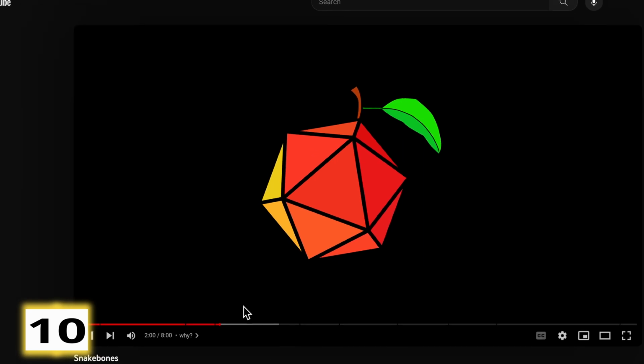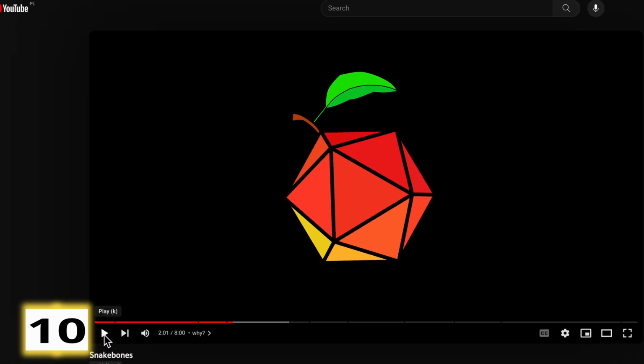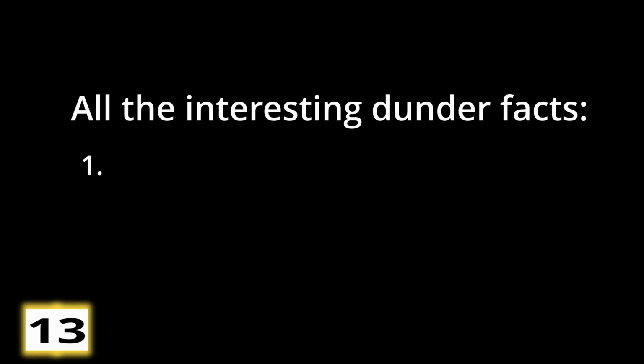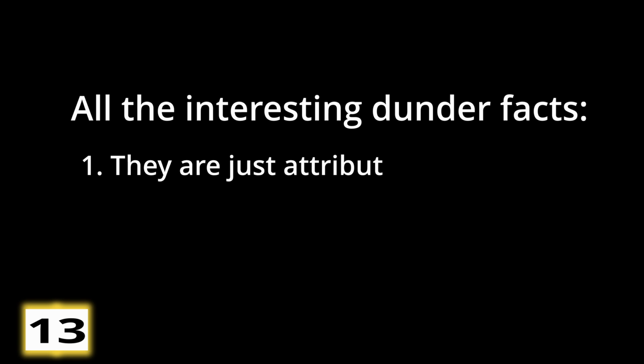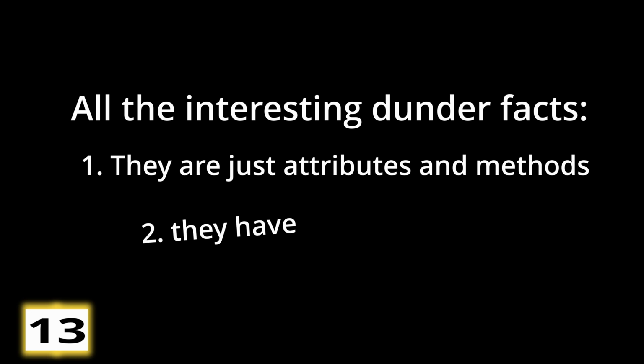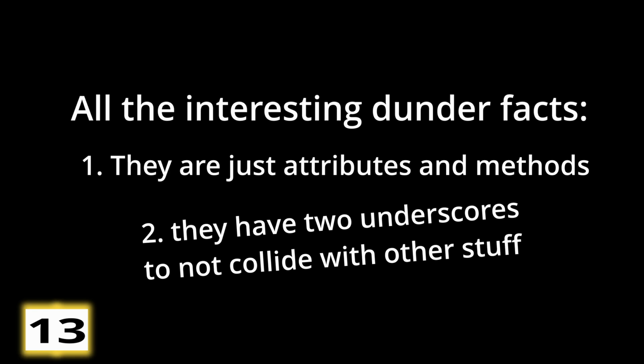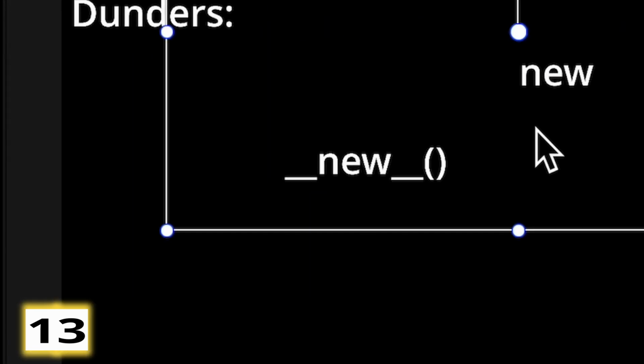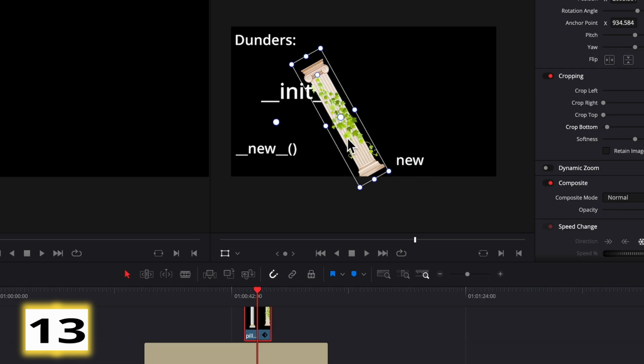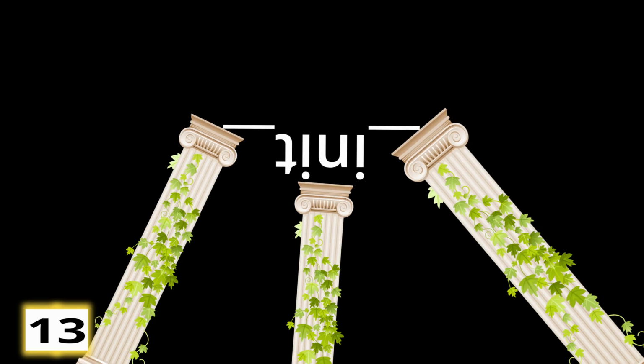Wait a second. I already knew about dunder init. What's so special about those dunders? Nothing really. Dunders are just attributes and methods whose names start with two underscores so that they don't collide with custom methods and attributes you might want to use in your code. They're like a hidden pillar that keeps it all together.